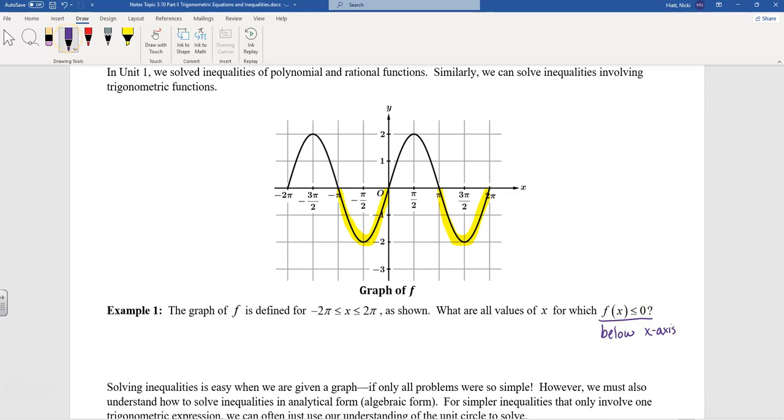Actually, is this just straight sine? It has an amplitude of 2, doesn't it? I just realized that. So it is 2 sine is what we're actually looking at here. But again, not really important for what we're doing here.